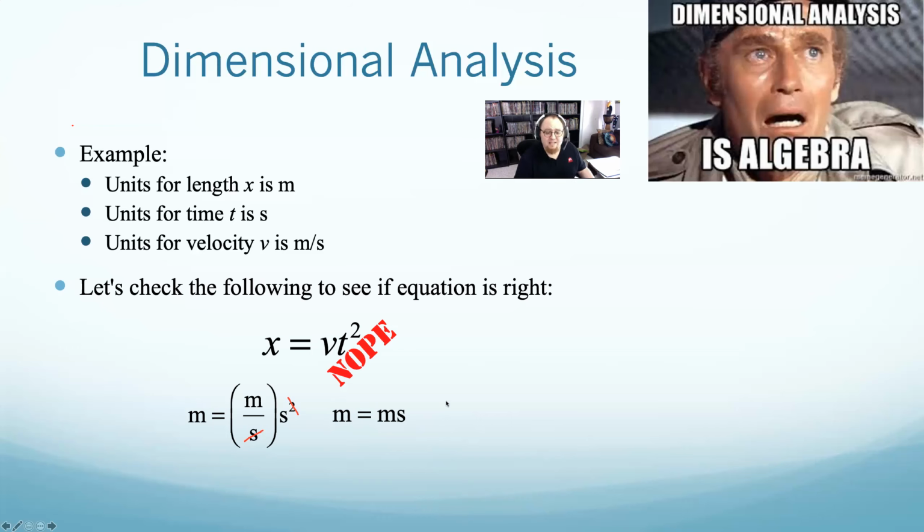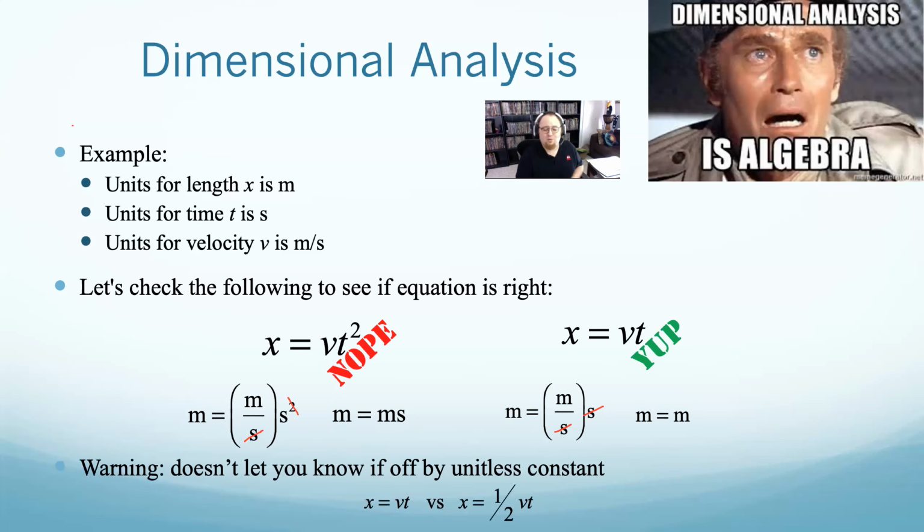If I instead said x equals vt, I would say meters equals meters divided by seconds times seconds. Now if I go and try to cancel out my seconds, I'm left with meters equals meters. That's a possible equation. But as I said before, this wouldn't let you know if you're off by a unitless constant. But it can get you in the right ballpark. Questions?